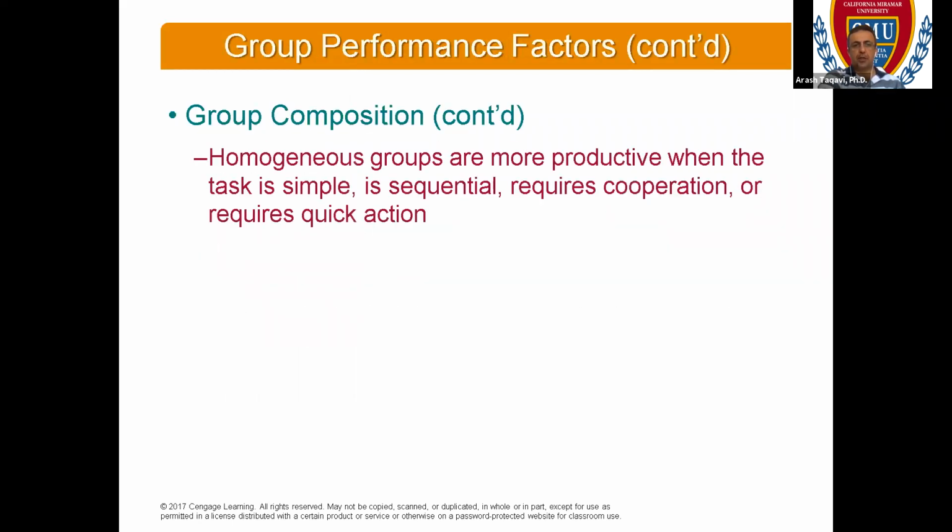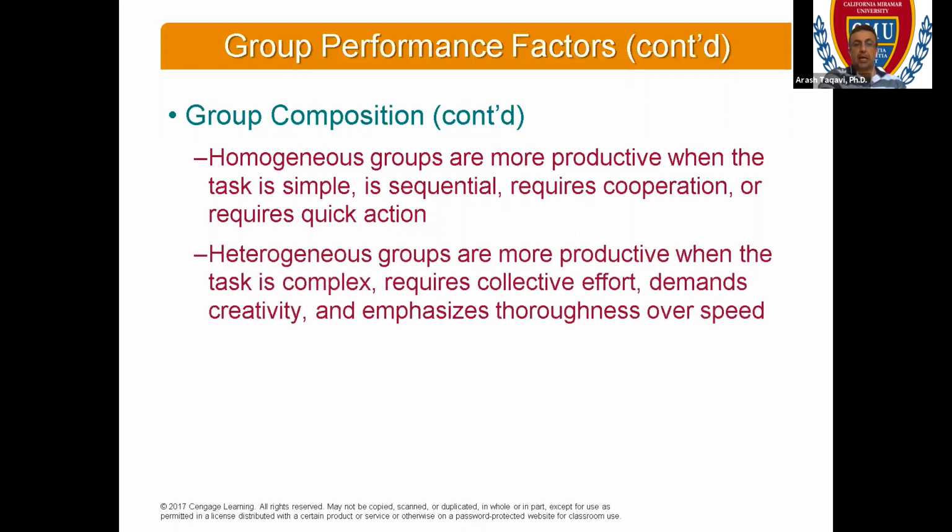Group composition: homogeneous groups are more productive when the task is simple, sequential, requires cooperation or requires quick action. Heterogeneous groups are more productive when the task is complex, requires collective effort, demands creativity, and emphasizes thoroughness over speed. We talked about it.